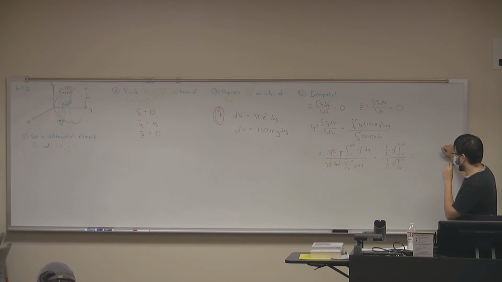Something's wrong here. Okay. Yeah. No, it's right. 100 cubed over 100 squared.